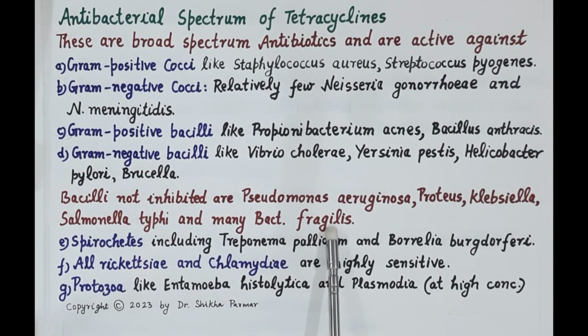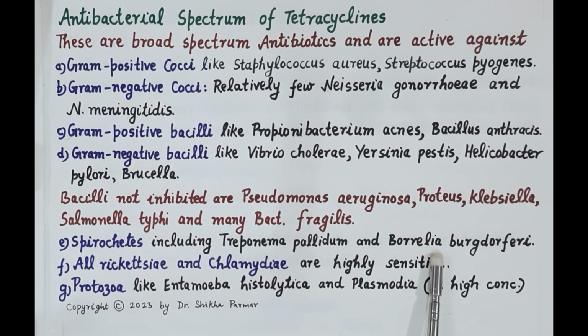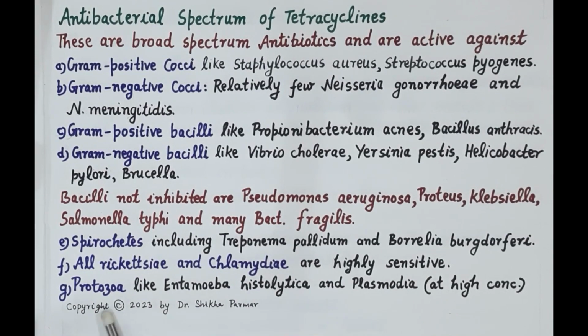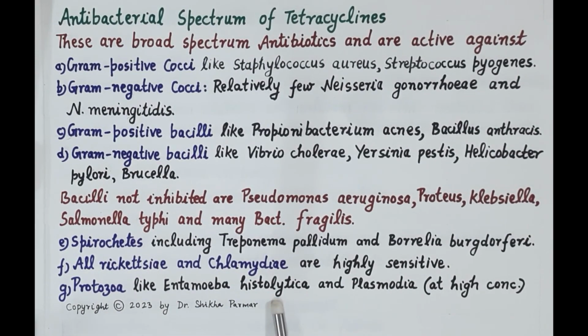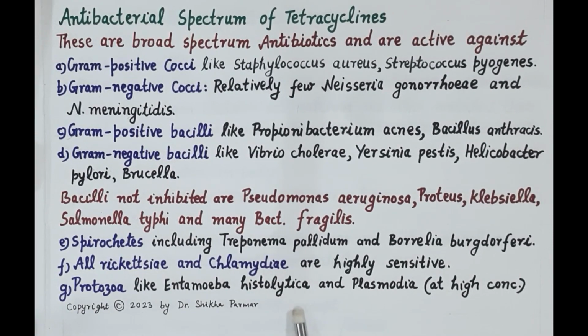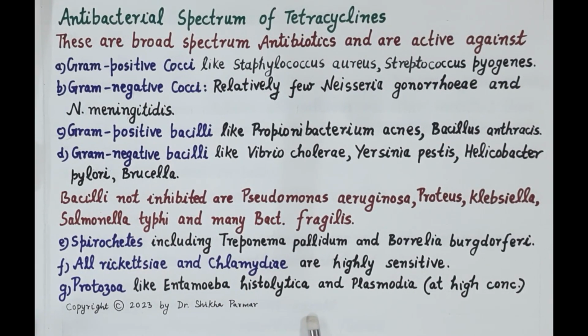Now, tetracyclines are effective against spirochetes including Treponema pallidum and Borrelia burgdorferi. They are effective against all rickettsia and chlamydia. So, all rickettsia and chlamydia are highly sensitive. Protozoa like Entamoeba histolytica and Plasmodia are inhibited at high concentration of tetracyclines. So, this is the antibacterial spectrum of tetracyclines, and tetracyclines are the broad spectrum antibiotics that inhibit protein synthesis.